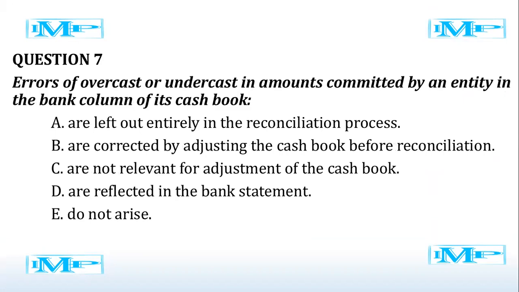Question number 7. The answer to question number 7 is B, are corrected by adjusting the cash book before reconciliation. Errors of overcast or undercast in amounts committed by an entity are errors of the entity, not that of the bank. Therefore, these errors are adjusted for in the cash book by passing the corrected entries. Thereafter, the balance as per the adjusted cash book is used to proceed with the bank statement reconciliation. B is the answer to question number 7.